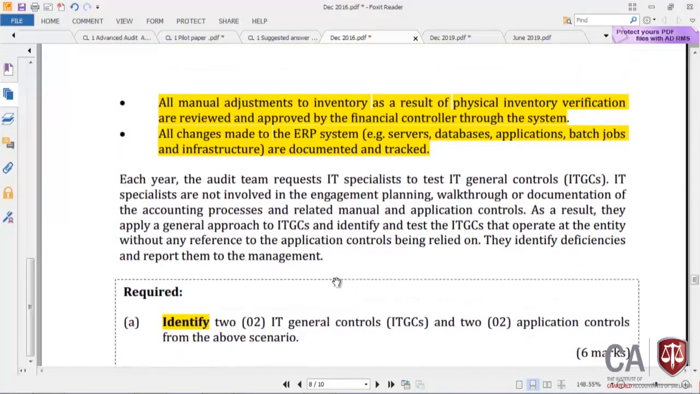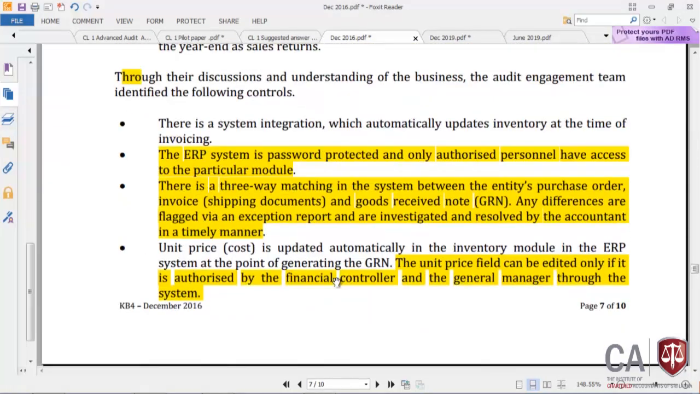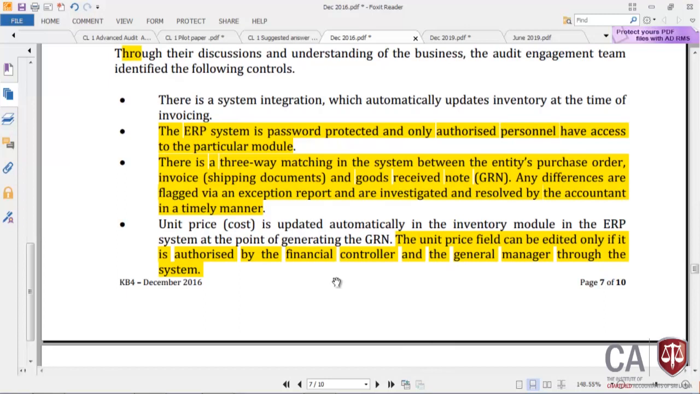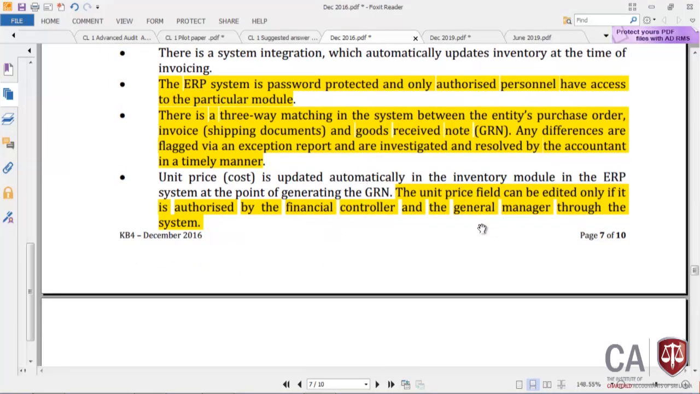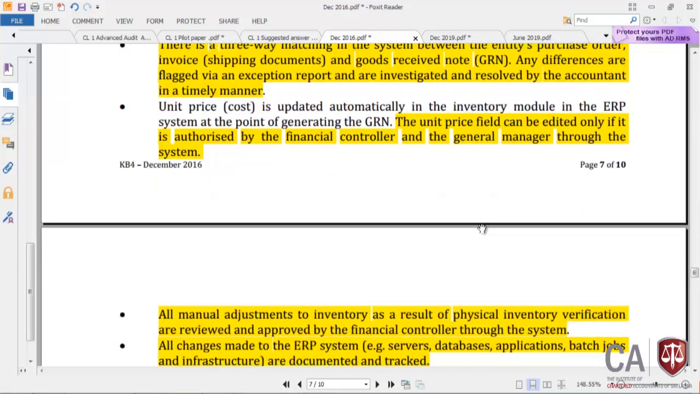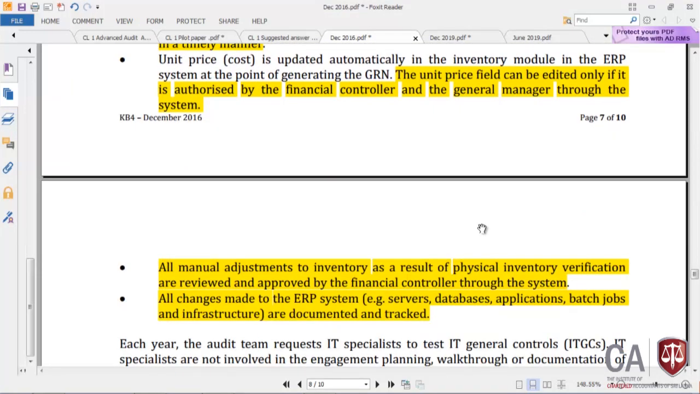So, what is the question? Identify 2 IT general controls and 2 application controls for 6 marks. It is only identification, a very simple question. Accordingly, the first one, the ERP system being password protected, is a general control. Next, the three-way control is an application control. Editing unit price could be either application or general; either answer will be correct. Next, all manual adjustments of inventory are an application control. And the last one, all changes made to the ERP system, is a general control, right.